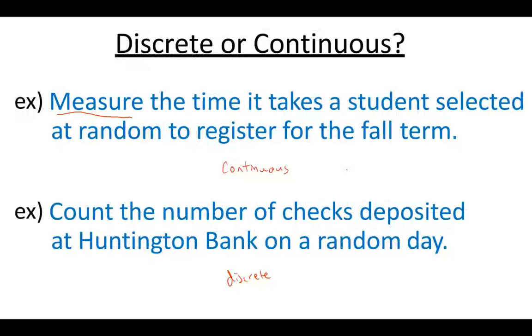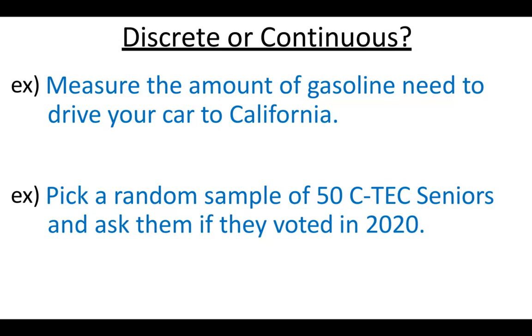All right. Measure the amount of gas needed to drive your car to California. The keyword there is measure. But even if that wasn't there, if it was just the amount of gas needed to drive your car to California, well, you might need 200 gallons, or you might need 201.7 gallons, right? It could take on an infinite number of values in between. It's not necessarily going to be exactly 200 gallons of gas or whatever it would be. So it's measuring, it is continuous.